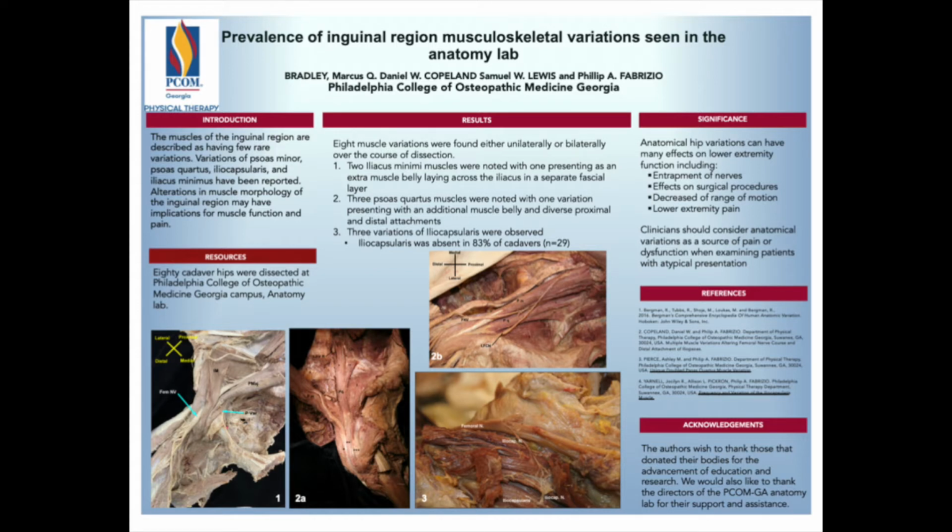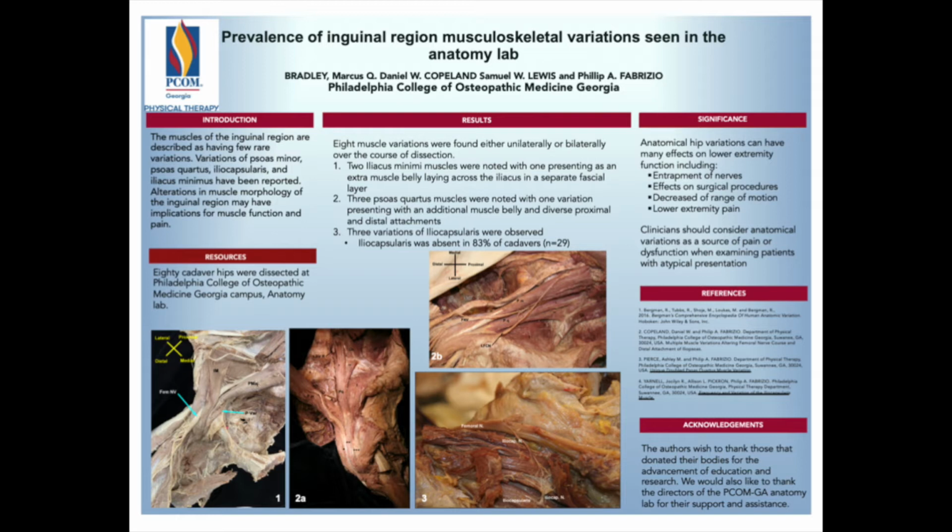3 psoas quartus muscles were discovered. One of the discovered psoas quartus had proximal attachments with ventral rami of L3, passing through the medial muscle's belly. Lastly, iliocapsularis is often located under the iliopsoas muscle. From our observations, only 3 variations of iliocapsularis were observed, which suggests that iliocapsularis was absent in 83% of our cadavers.